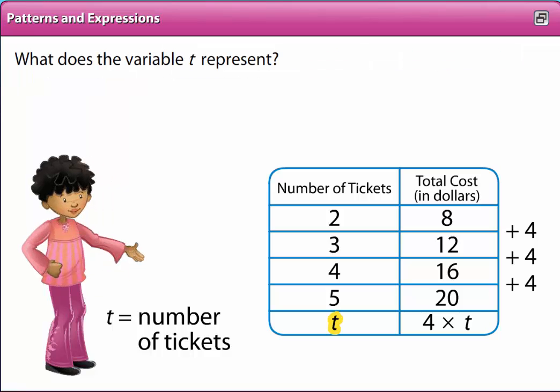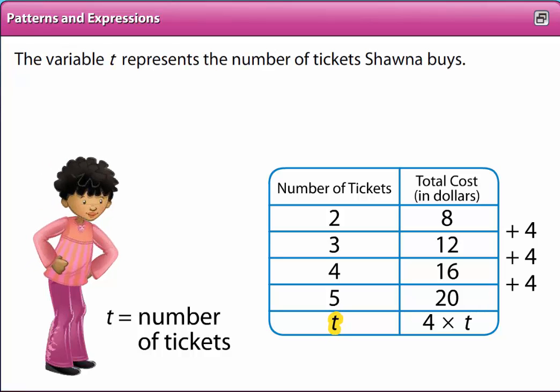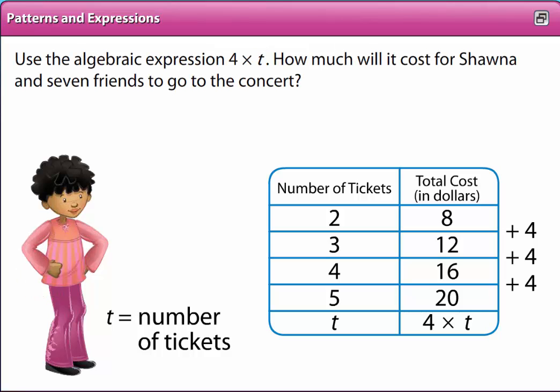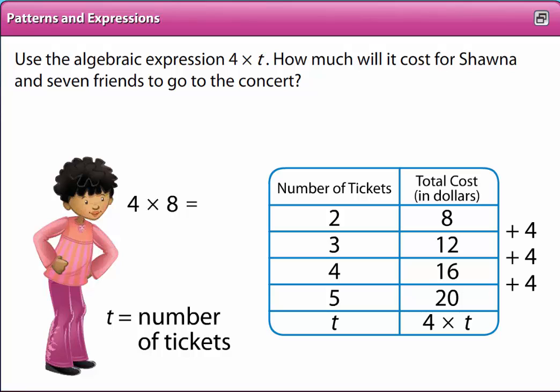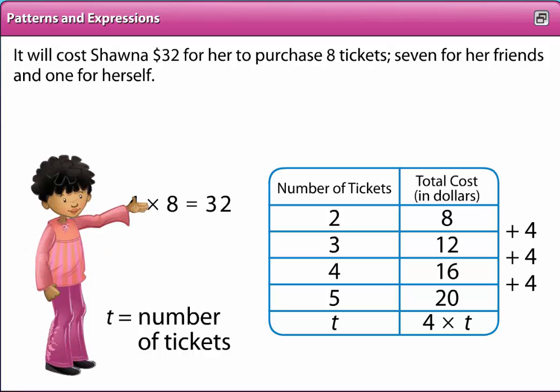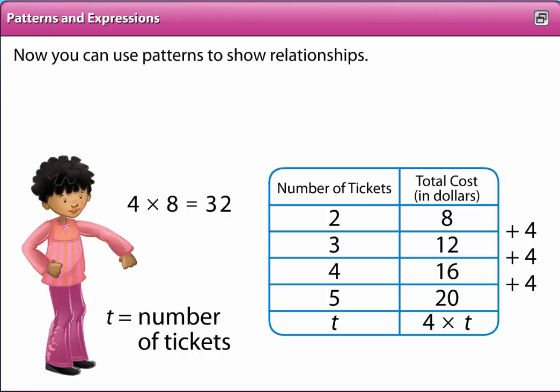What does the variable T represent? The variable T represents the number of tickets Shauna buys. Use the algebraic expression 4 times T. How much will it cost for Shauna and 7 friends to go to the concert? It will cost Shauna $32 to purchase 8 tickets, 7 for her friends and 1 for herself. Now you can use patterns to show relationships.